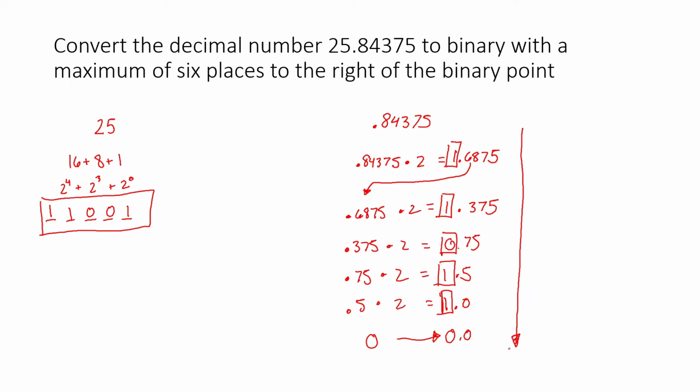Alright, and now we want to combine our values. So we're going to combine the integer part, which is 1, 1, 0, 0, 1. And now we want to combine our fractional part, which we read down. So it's 1, 1, 0, 1, 1, 0. So this is 25.84375 in base 2.